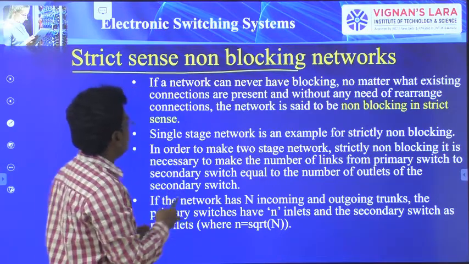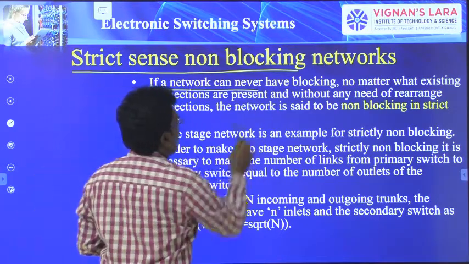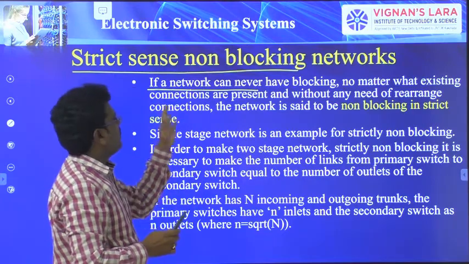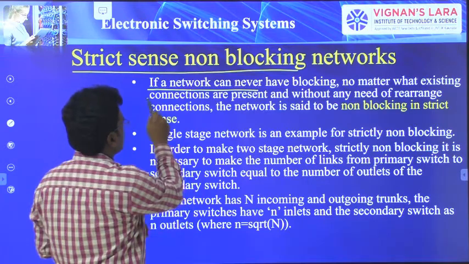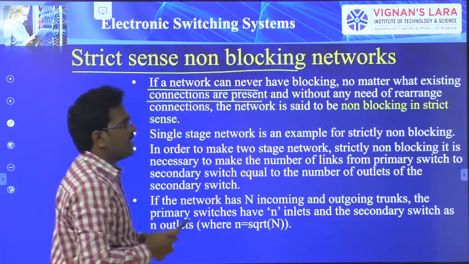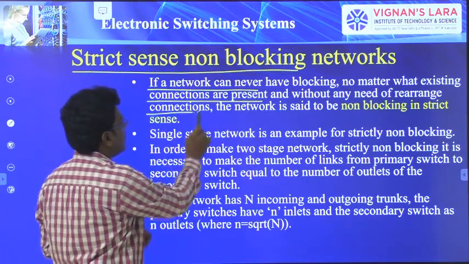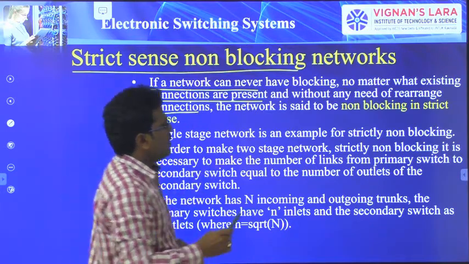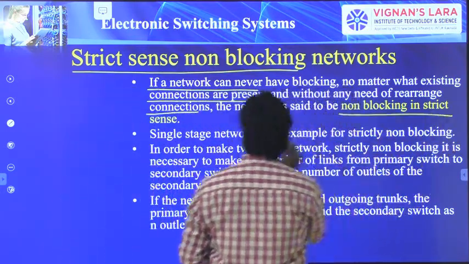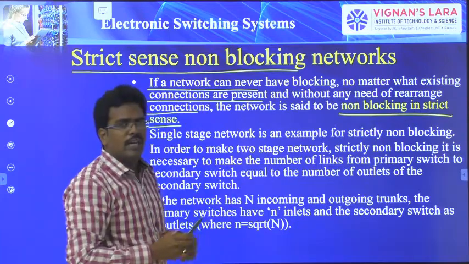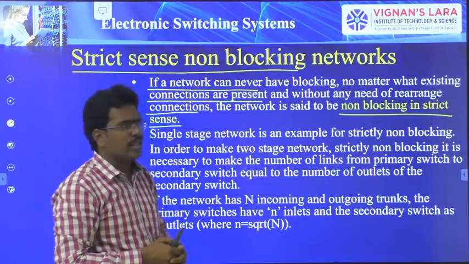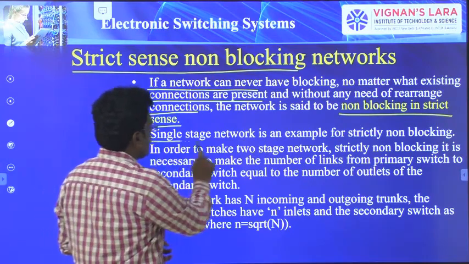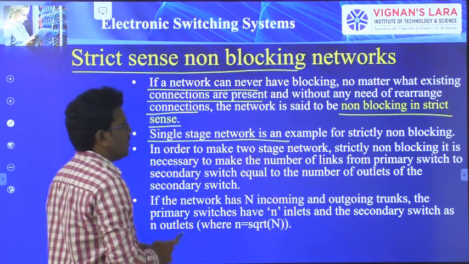Okay. So here, if a network can never have blocking, no matter what existing connections are present, and without any need of rearrangeable connections, the network is said to be non-blocking in the strict sense. Okay. So inherently, single stage is an example of non-blocking in the strict sense. So a single stage network is an example of strictly non-blocking.